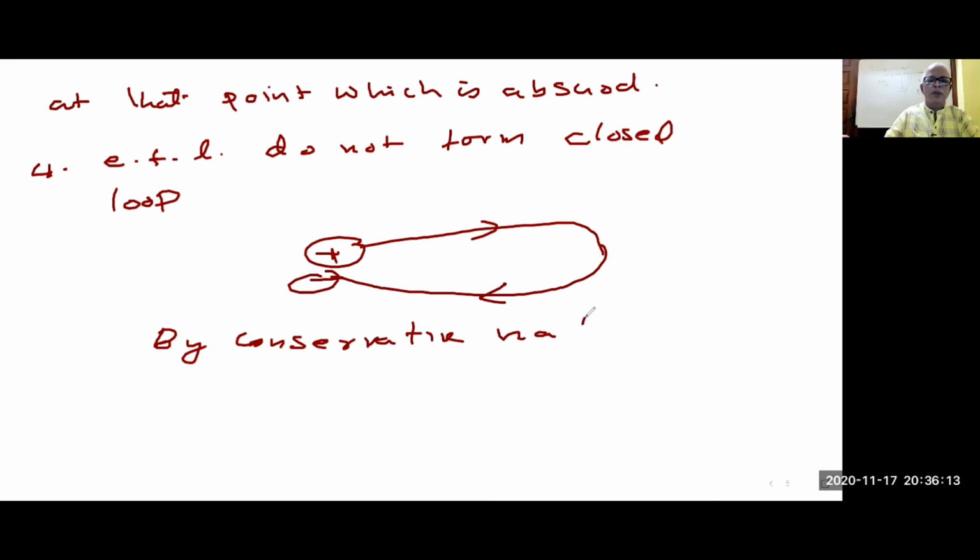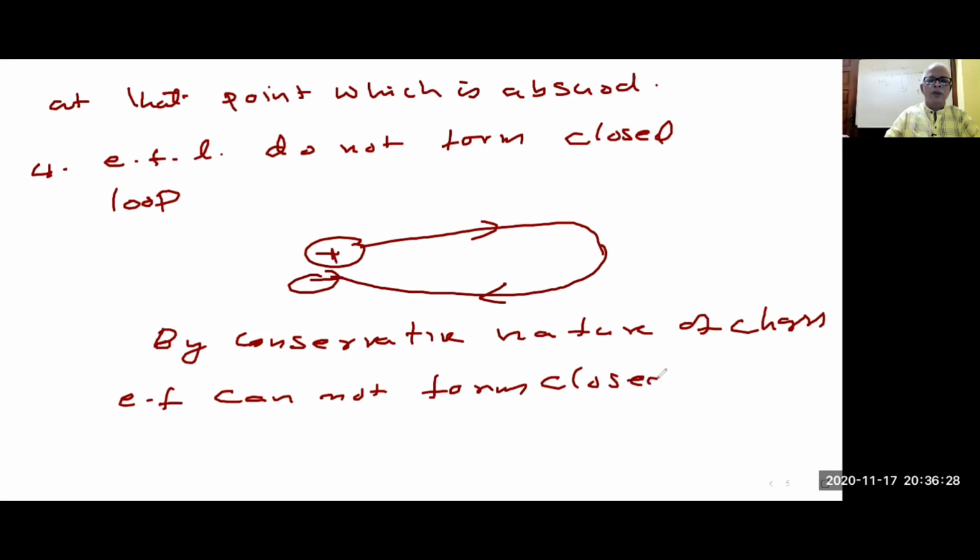So by the conservative nature of charge, electric field cannot form closed loops. But remember, in electromagnetic fields, electric and magnetic fields are both there, which you'll learn later. They propagate, and we get electromagnetic waves. The electric field produced by a magnetic field forms closed loops. Remember it.